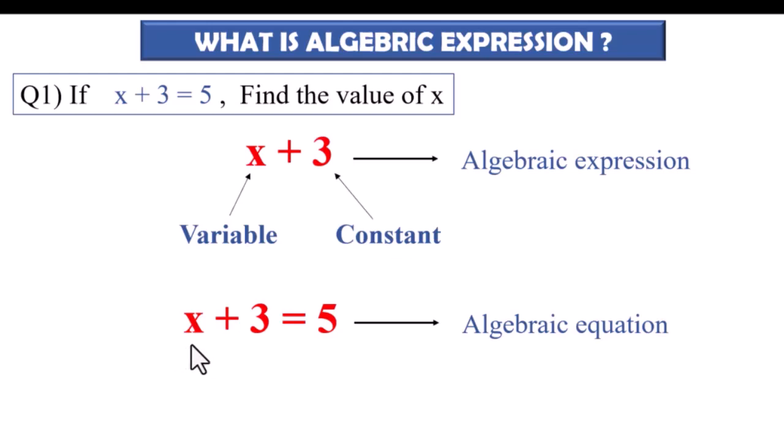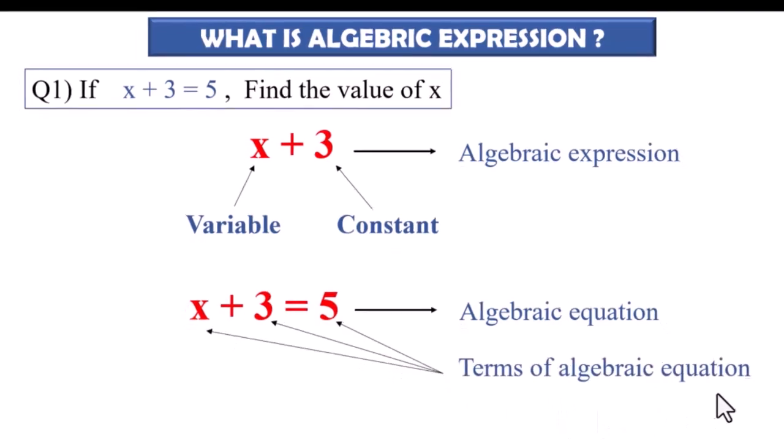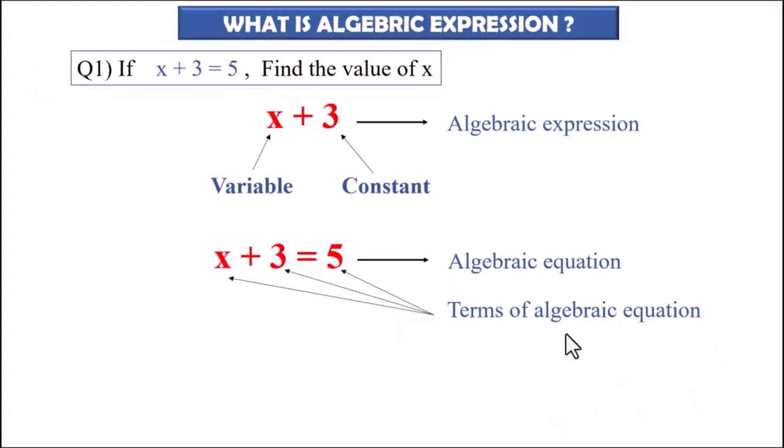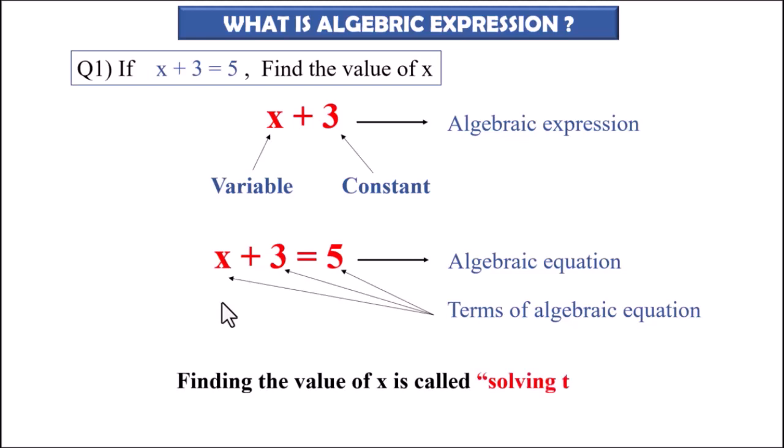So when we write x plus 3 is equal to 5, it tells us that the value of the expression on the left side, that is x plus 3, is equal to the value given on the right side, that is 5. Each of these components, x, 3 and 5, are called terms of the algebraic equation. Moreover, in an algebraic equation, we have to find the value of x. Finding the value of x is called solving the equation. So when we find that x is equal to 2, we have solved the equation x plus 3 is equal to 5.